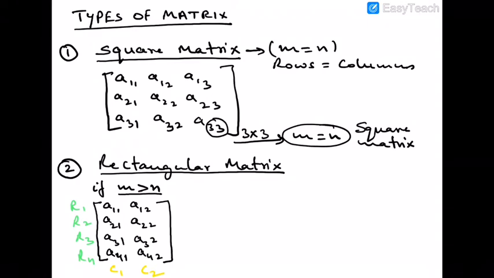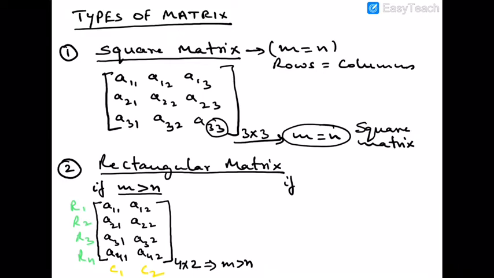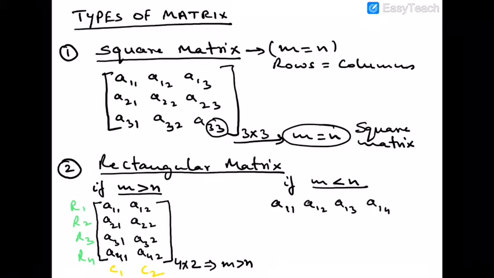And if number of columns are more than number of rows, then it will form more of a horizontally stretched rectangular matrix. So like in this matrix, there are 2 rows and 4 columns.